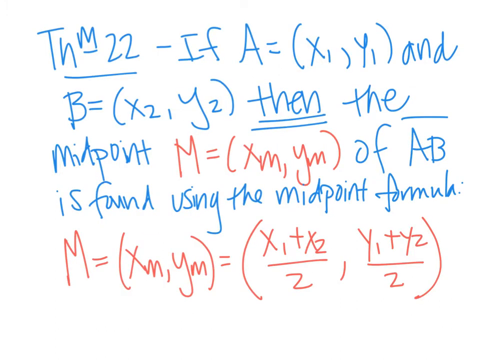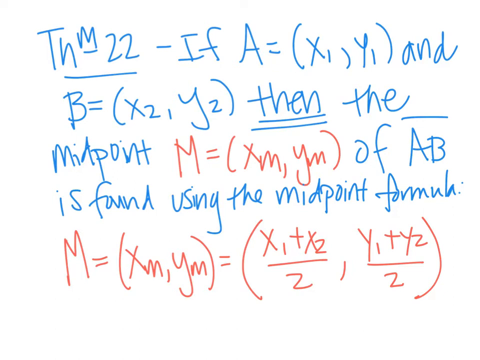So here's our theorem for the midpoint. A theorem is a statement that we can prove, a mathematical statement that we can prove. Our theorem says that if point A is (x1, y1) and B is (x2, y2), then our midpoint (x sub m, y sub m) of line segment AB is found using the midpoint formula. So it ties our points to the coordinate plane.